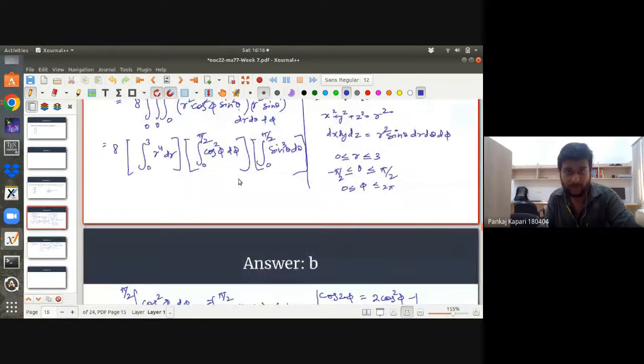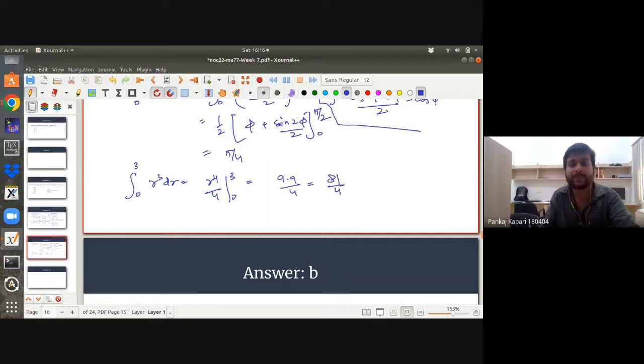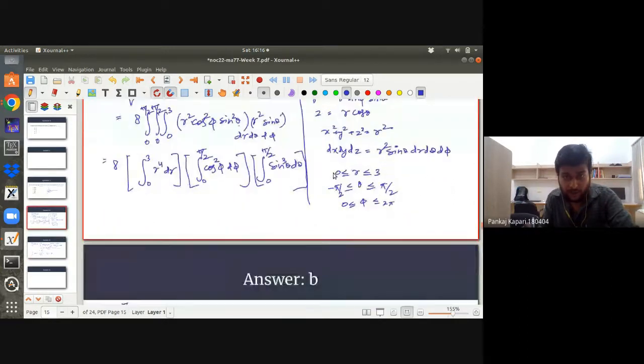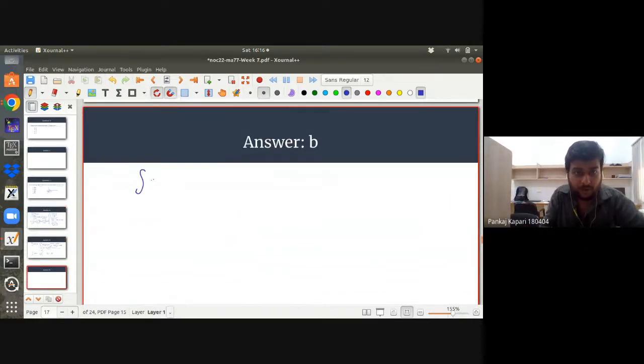Next, calculate this integral of r cube. So this is 0 to 3 r cube dr. This is just r to the power 4 by 4 from 0 to 3. So this is 9 times 9 divided by 4, so 81 by 4, right? And now we have to calculate the third integral, which is sine cube theta, again from 0 to pi by 2.